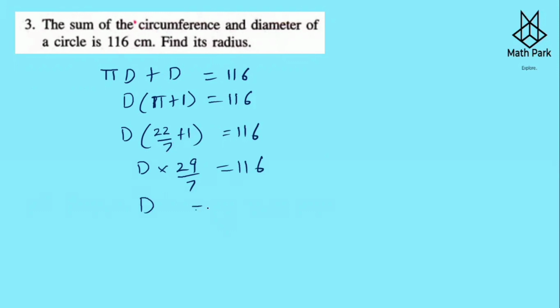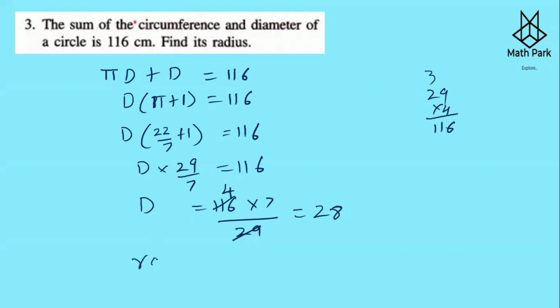So diameter d is equal to 116 into 7 divided by 29. Let us try 29 times 4. 9 fours are 36, 3, 4 to the 8 plus 3, 11. So you get 29 fours are 116, and 4 times 7 is 28. So 28 centimeter is the diameter. So radius is equal to diameter divided by 2. So it is 28 divided by 2, which is 14 centimeter is the radius of this given circle.